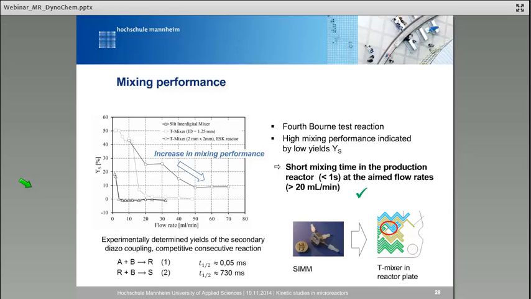So in the scale-up, we have a transfer to an entirely different mixing principle, but with similar mixing performance at the operating points.